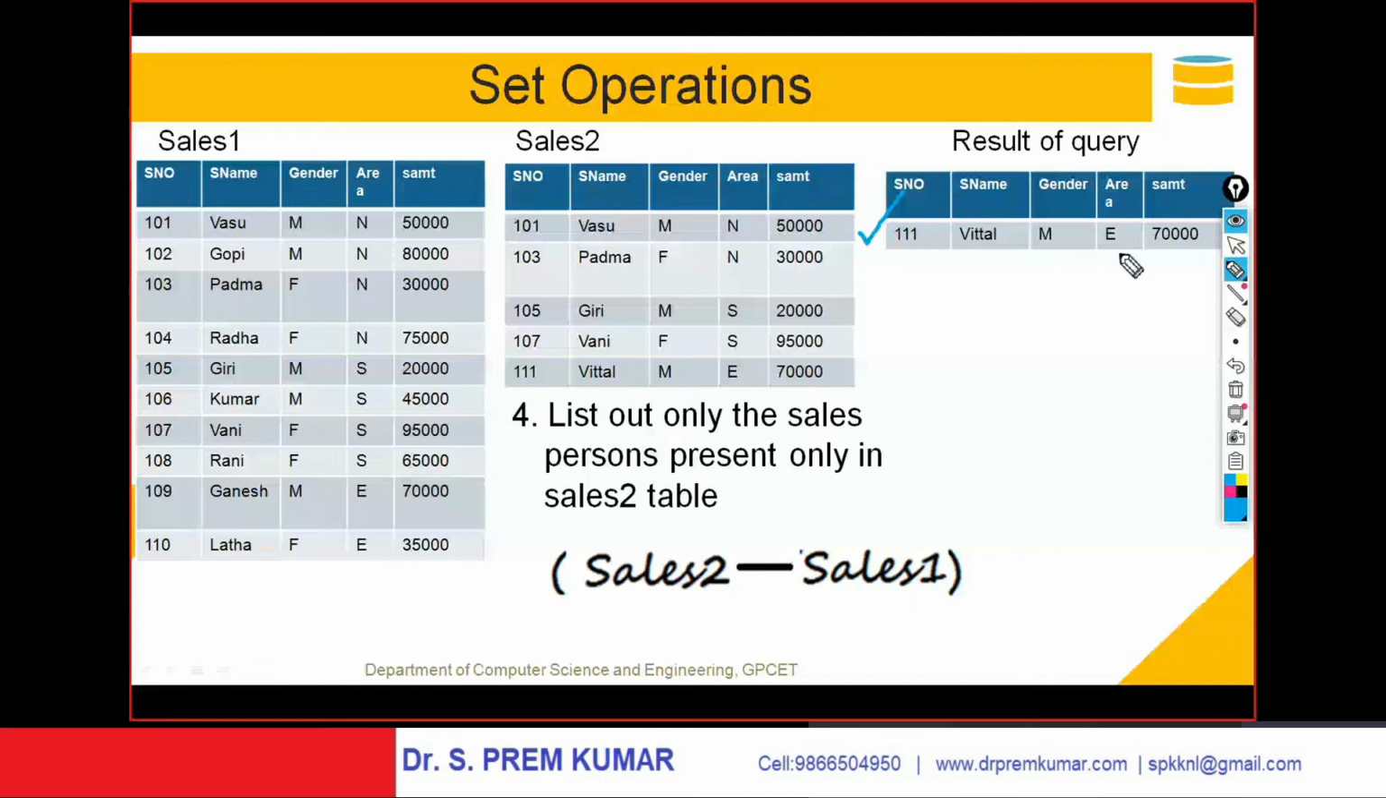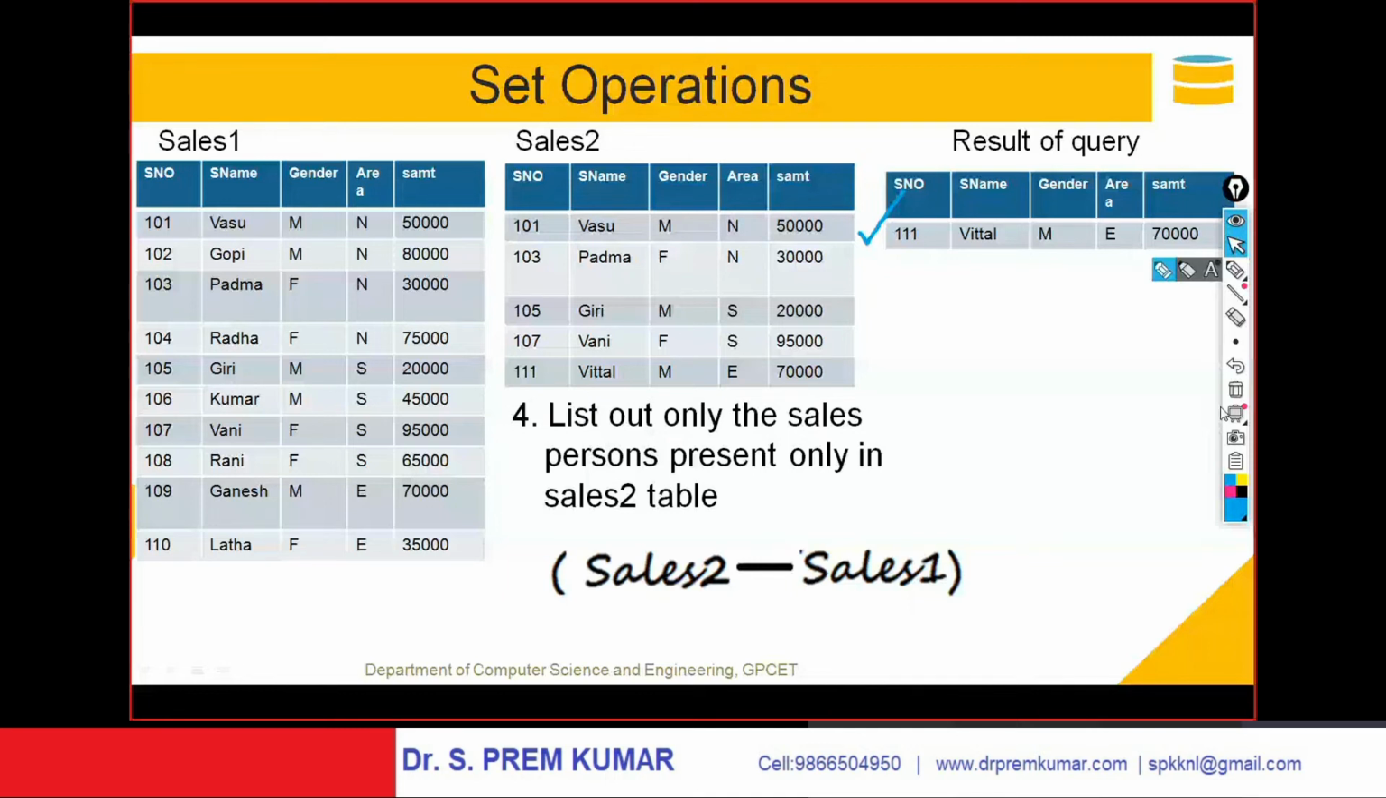That is difference, set difference. Set difference in the sense the rows which are available in the first table but not in the second table will be resulted. That's what is happening. This is nothing but set difference. You observe this.